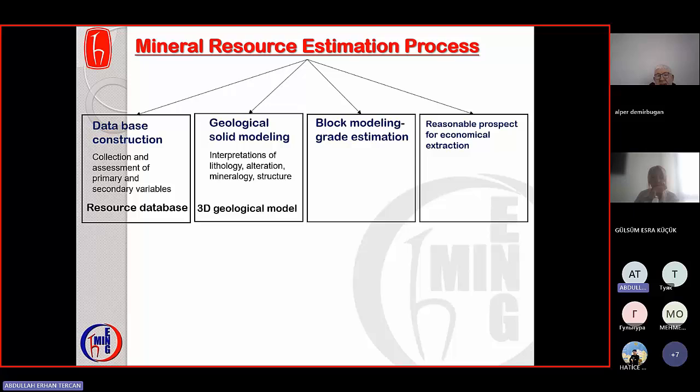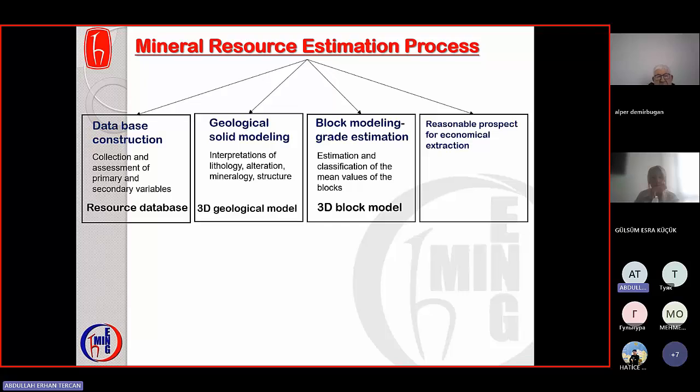Therefore, we divide the geological model into equal size and shape blocks and estimate the mean grade of each block during block modeling. In this stage, we also classify estimated blocks based on the confidence of the estimates. At the end of this stage, we produce a 3D block model.